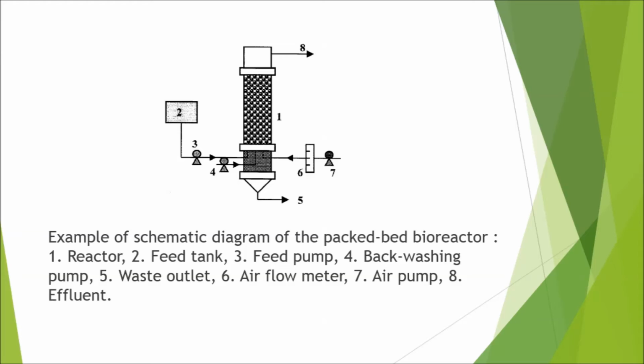This is an example of a geometric diagram of the packed bed bioreactor. As we can see, first is the reactor, second is the feed tank, third is the feed pump, fourth is the backwashing pump, fifth is a waste outlet, sixth a flow meter, seventh a pump, and lastly eighth is the effluent.